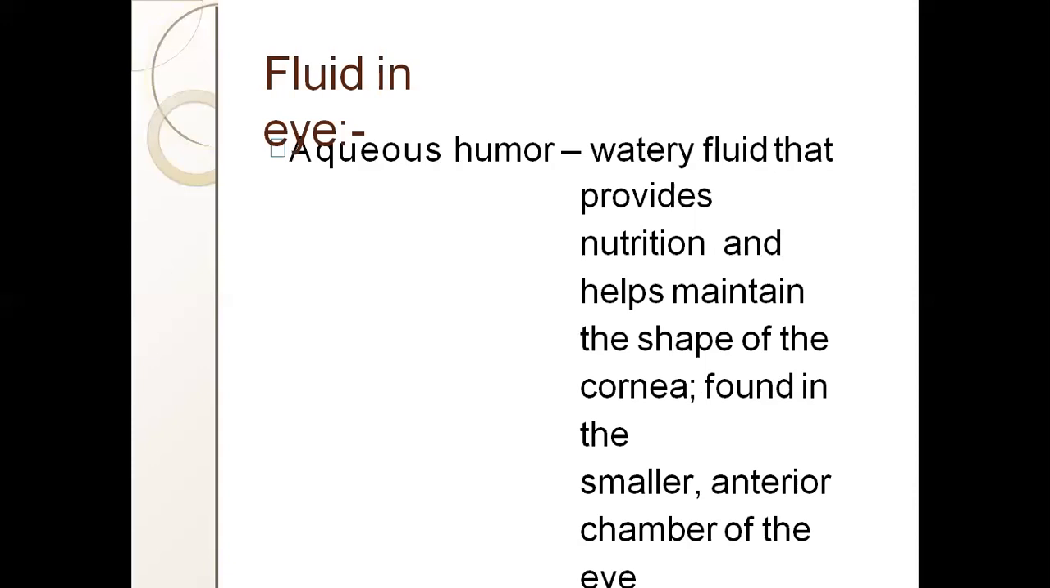The next is the fluid present in the eye. The first one is the aqueous humor. The aqueous humor is a watery fluid that provides nutrition and helps to maintain the shape of the cornea. If the aqueous humor is not produced in proper amount, it will affect the shape of the cornea. It is found in the smaller anterior chamber of the eye. So that is called the aqueous humor.